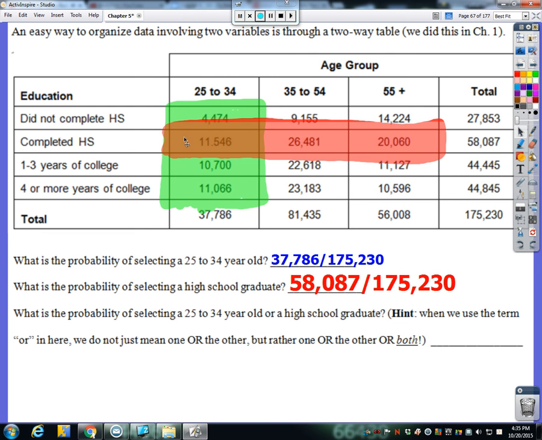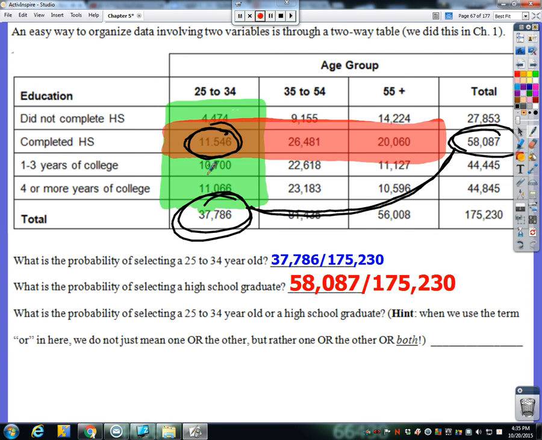If we were to add together all these people plus all these people, there would be some of those people in this summation that we would have included twice. And who did we include twice? Well, these 11,546 people were a part of this 37,786, and they're also a part of this 58,087. So if we've included them twice, technically we need to subtract them out one time to make up for it.